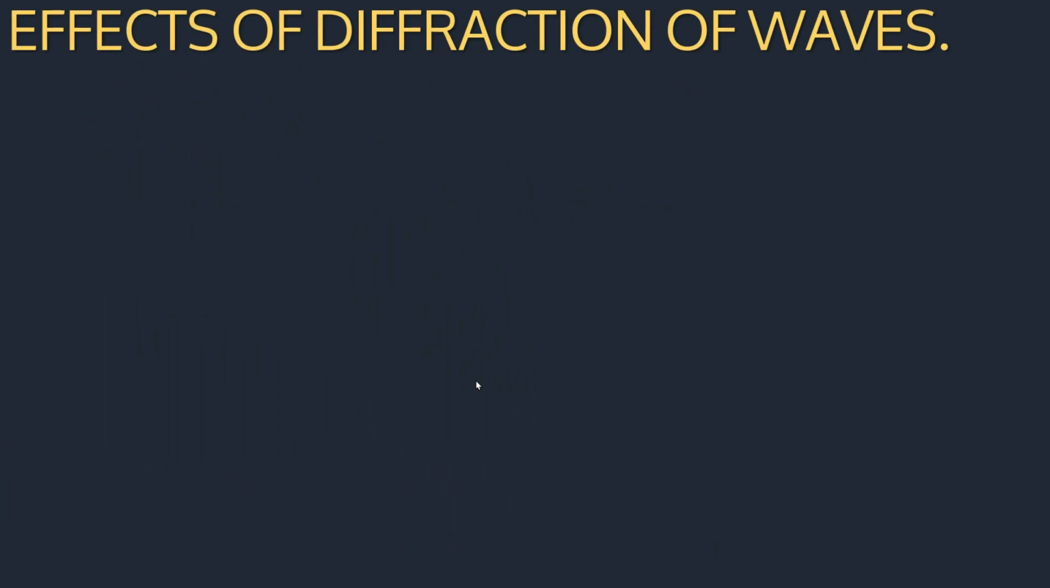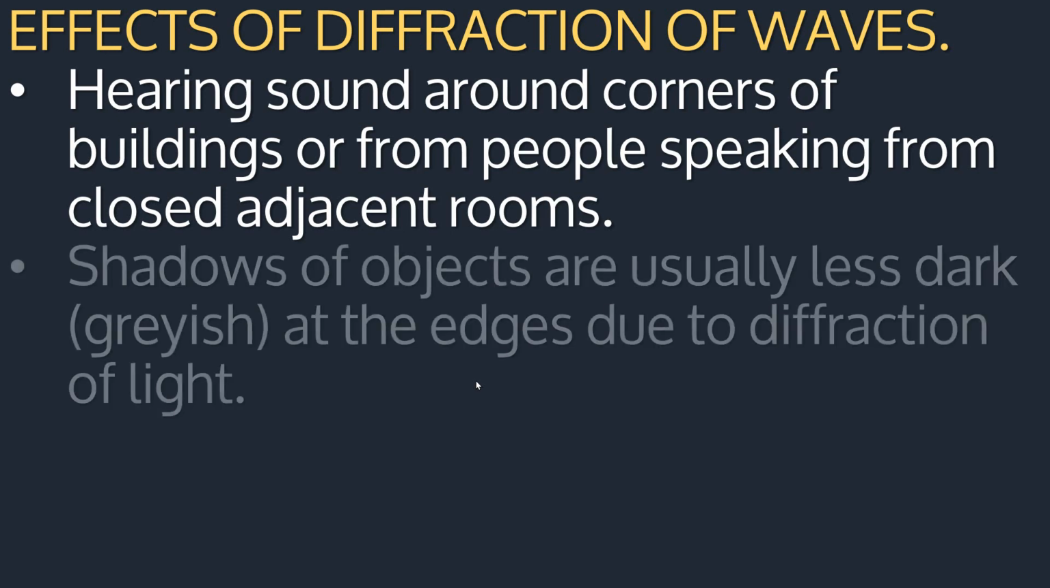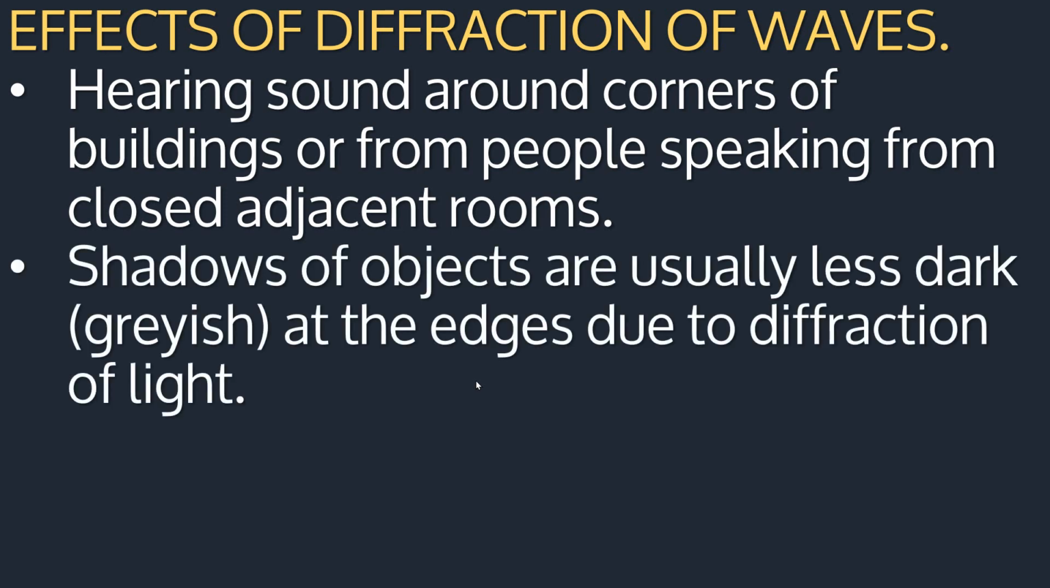Now, what are the effects of diffraction of waves? Number one, we are able to hear sound around corners of buildings or from people speaking from closed adjacent rooms. So you can hear someone talking from an adjacent room, even when you can't see them, because of diffraction. And then shadows of objects, like a shadow of a flag, are usually less dark or grayish at the edges due to diffraction of light.